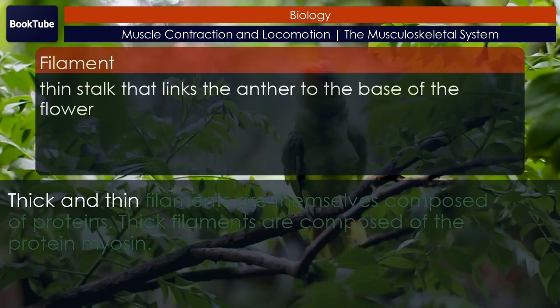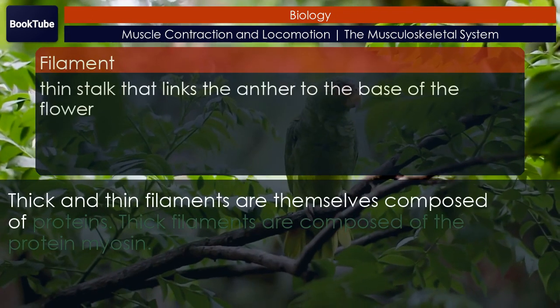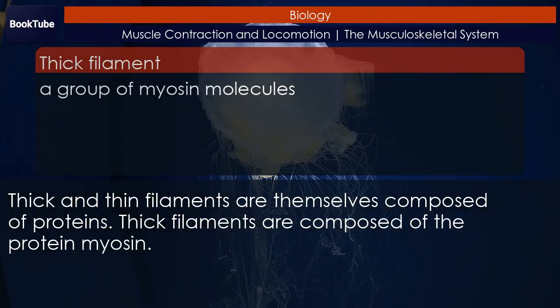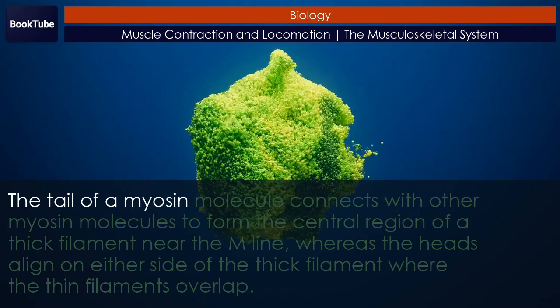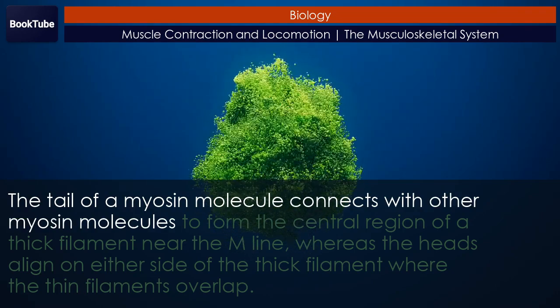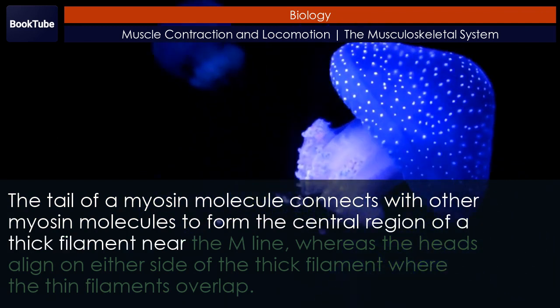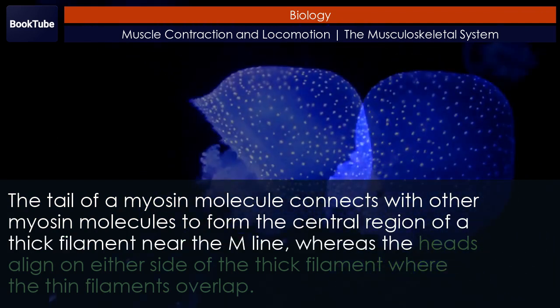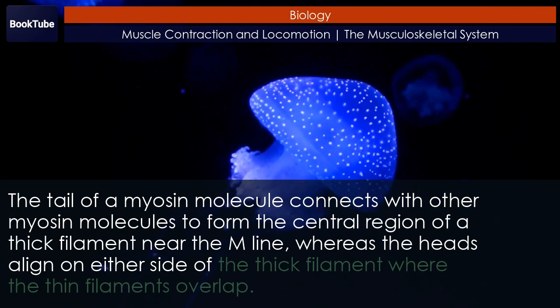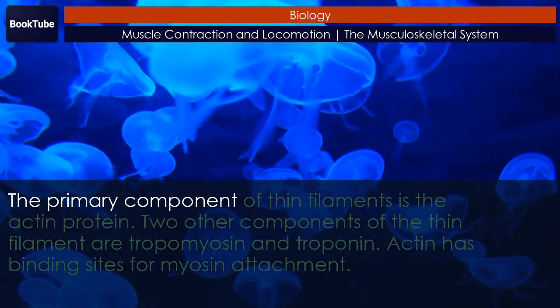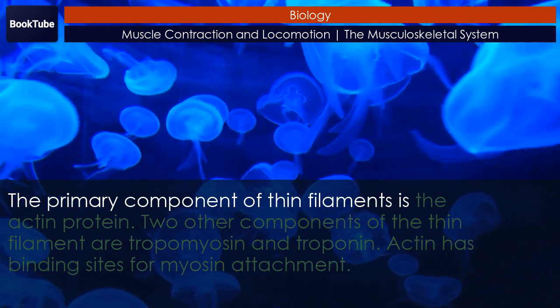Thick and thin filaments are themselves composed of proteins. Thick filaments are composed of the protein myosin. The tail of a myosin molecule connects with other myosin molecules to form the central region of a thick filament near the M-line, whereas the heads align on either side of the thick filament where the thin filaments overlap. The primary component of thin filaments is the actin protein.